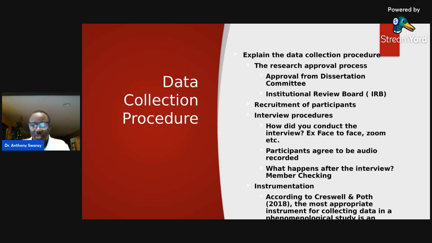Okay. So instrumentation we have here, according to Creswell, the most appropriate instrument for collecting data in a phenomenological study is interview. So you want to bring in some of these points from Creswell and Pope to be able to back up some things in your research.